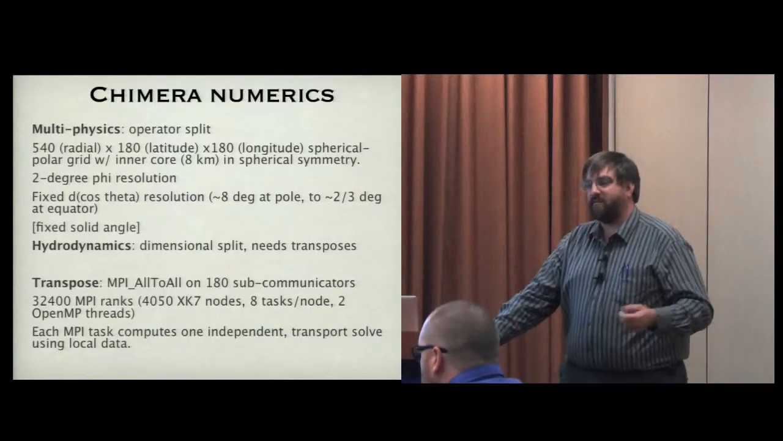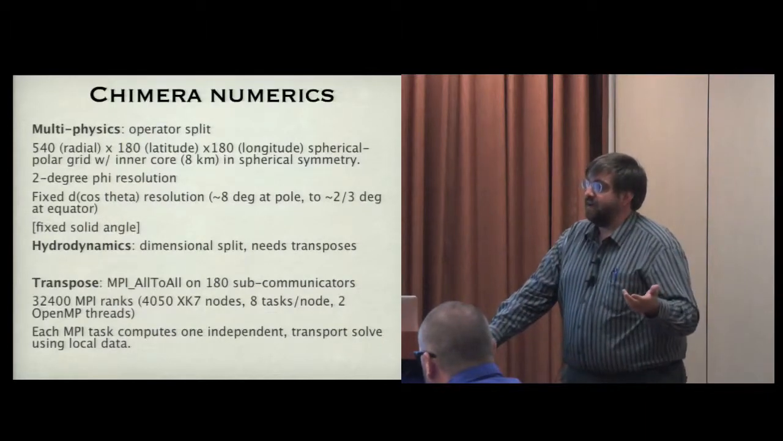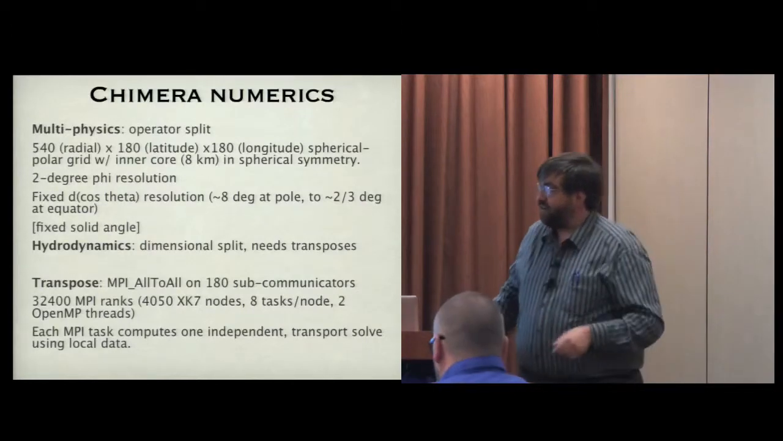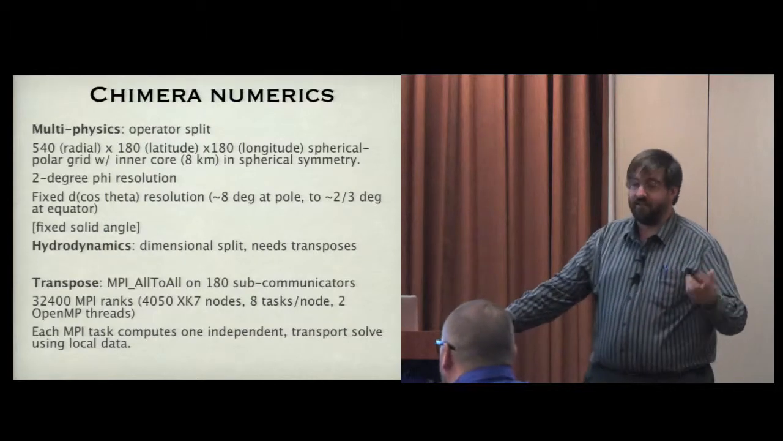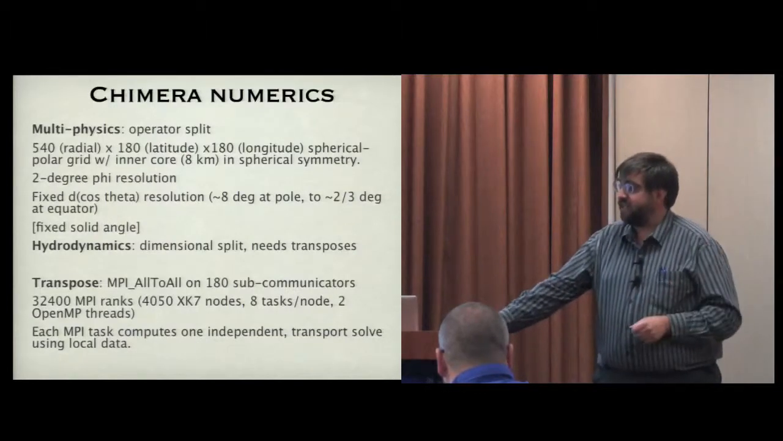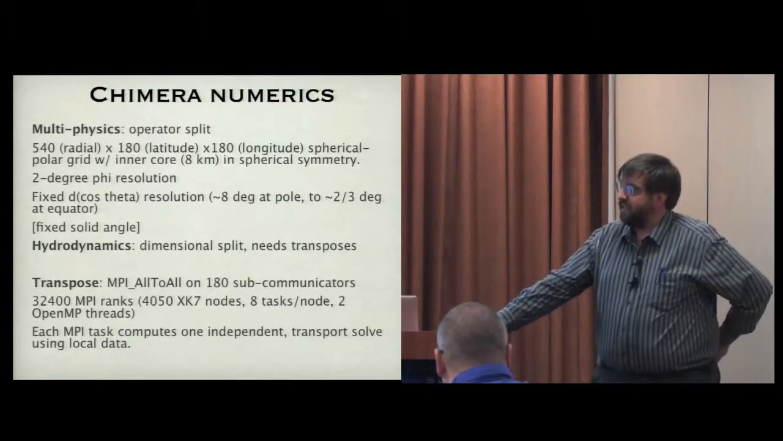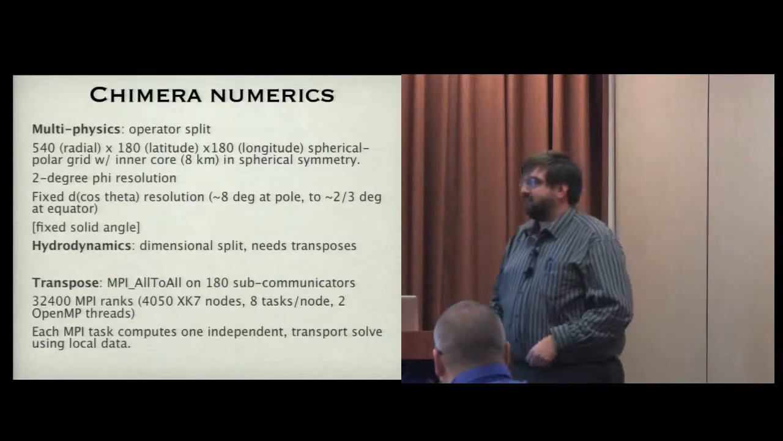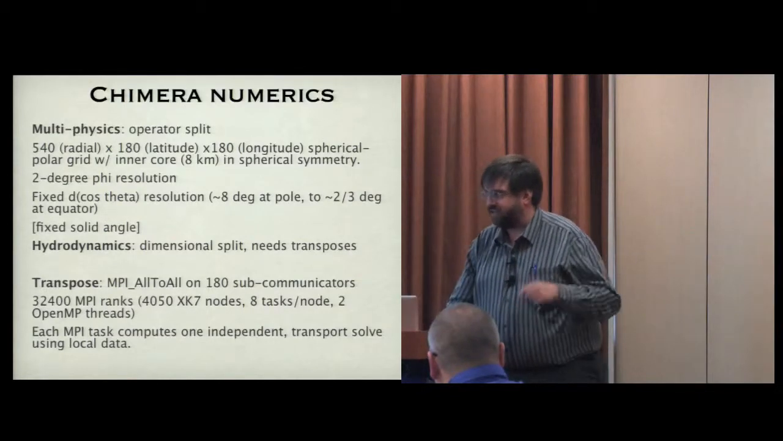The hydrodynamics that we're using are dimensionally split, so we have these transposes, and these are implemented with MPI all-to-all using subcommunicators on subdomains. So we have 180 different subcommunicators involved in this particular simulation, about 32,000 MPI ranks. This is run on 4,000 XK7 nodes, 8 tasks per node with a little bit of MPI. That gives us about a 10 to 15% boost. We used XK7 nodes because we were running this on Titan, not on Blue Waters. But I have been running on Titan using the XE6 nodes, and it works just fine.